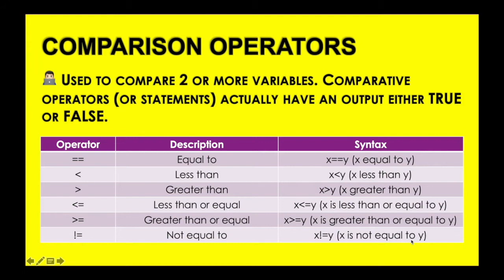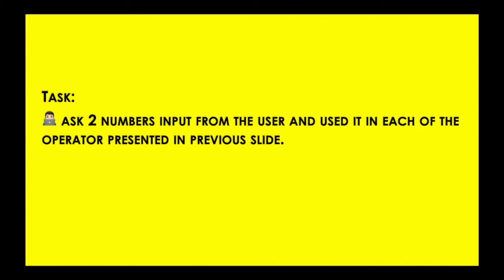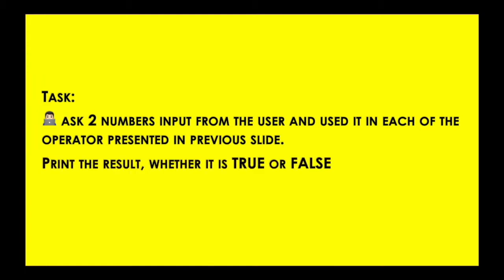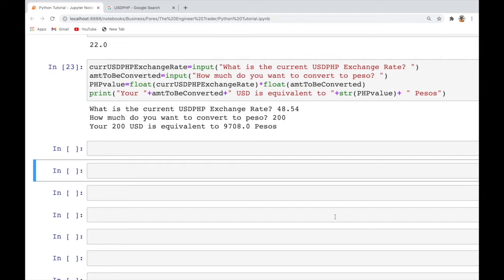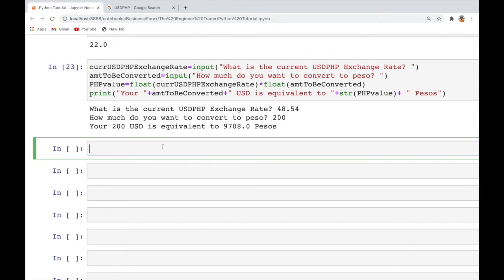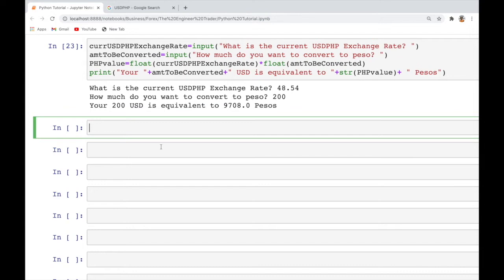Okay, so for our task regarding the comparison operators: ask two numbers as input from the user and use them in each of the operators presented in the previous slide. Print the result, whether it is true or false. So let's now go to our Jupyter notebook. We're now here in our Jupyter notebook.